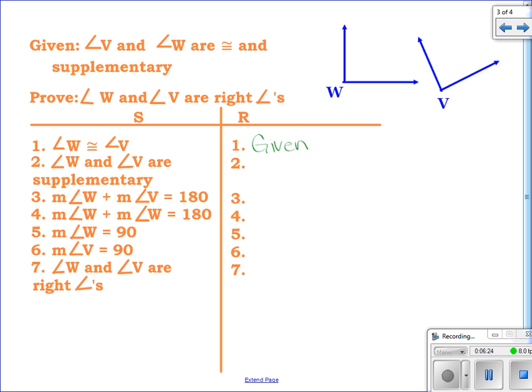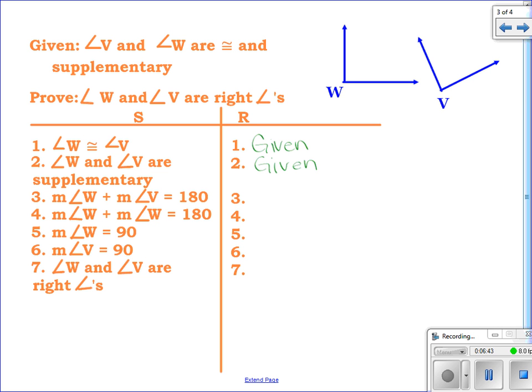Okay. How do we know that W and V are supplementary? Given. Also in the given. So notice up here in the given at the top, it says V and W are congruent and supplementary. So they just split them up into two steps. Both of those things were given to us as true things.